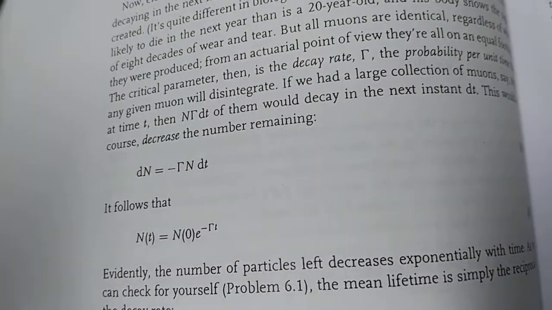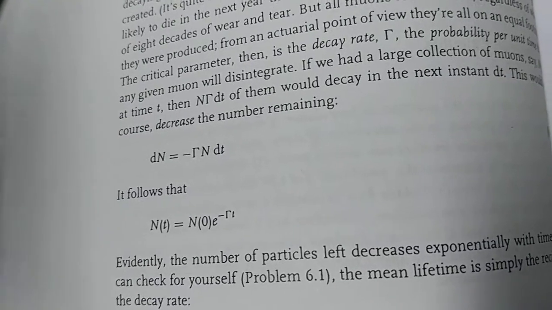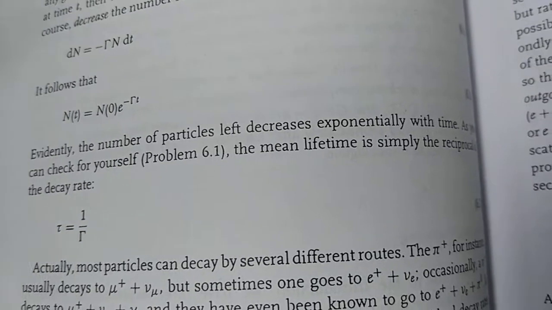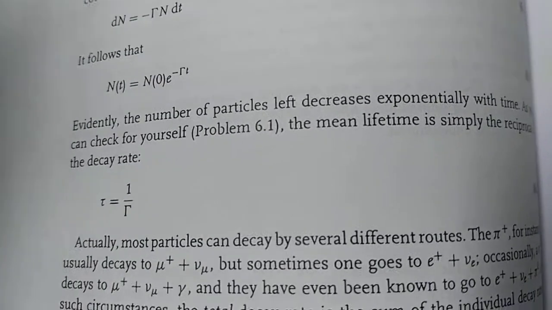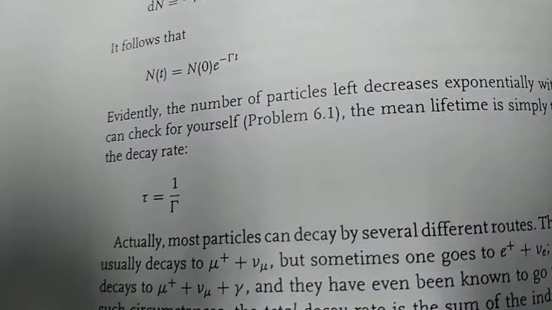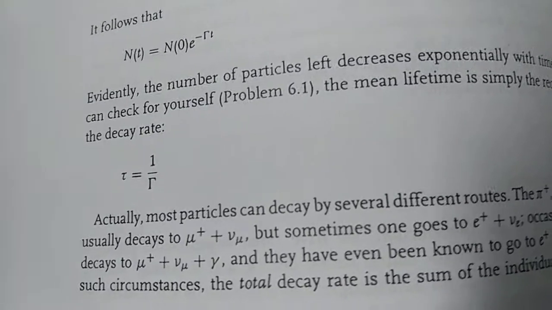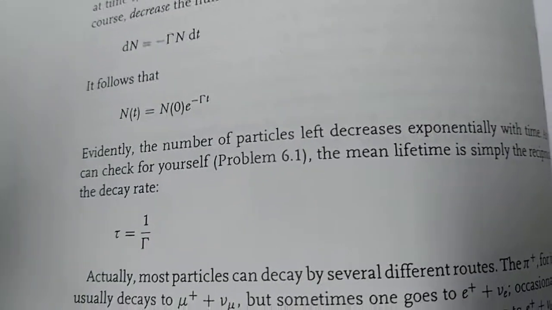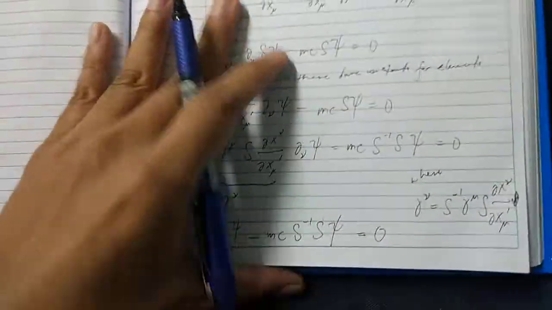Since the particles' lifetimes are different, what we want is the average. Here, Griffiths simply stated that the mean or average lifetime is the reciprocal of gamma, the reciprocal of the decay rate. That's why the decay rate is important. You take its reciprocal, and it's supposed to give us the mean lifetime. He says, as you can check for yourself, so let's do that. Let me get a clean sheet of paper here. Let's check for ourselves that 1 over gamma is indeed the mean lifetime.